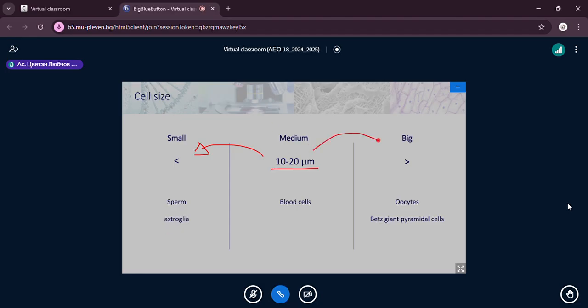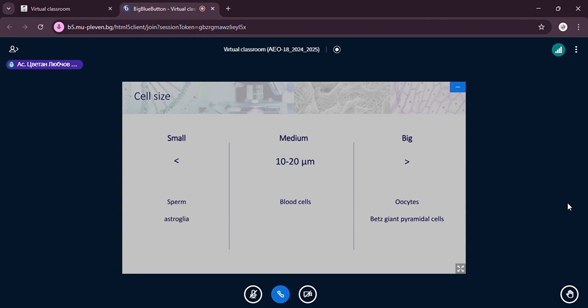There are also cells which are bigger than 20 micrometers. For example, oocytes and pyramidal cells of the brain, those are big cells. Especially oocytes can get to 100-something micrometers, up to 130. They're pretty big. You're going to see them with us today also. Now, we've covered the cell shape and the cell size.